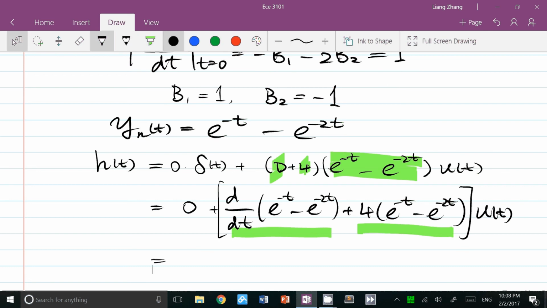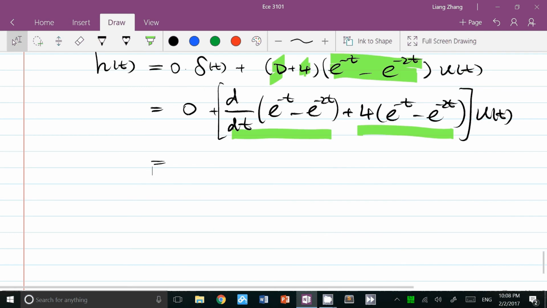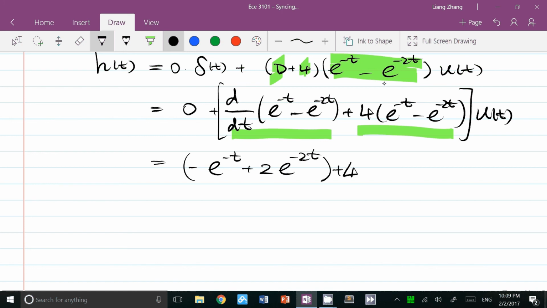And the last step will just be some mechanical work. You need to physically take the derivative. So for the first one, we have negative e^(-t), and then this minus becomes plus 2e^(-2t), and then still plus 4(e^(-t) - e^(-2t)) as we had before. And this thing will be multiplied by u(t).